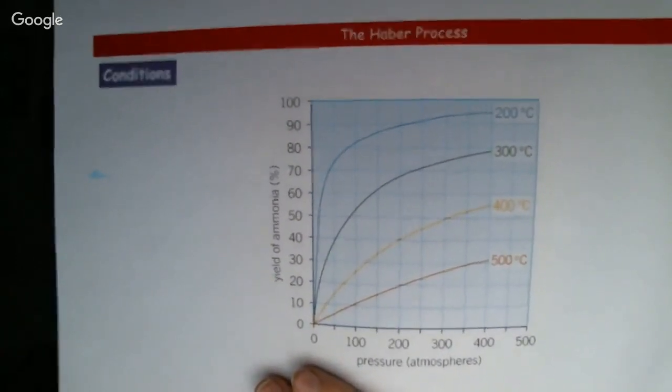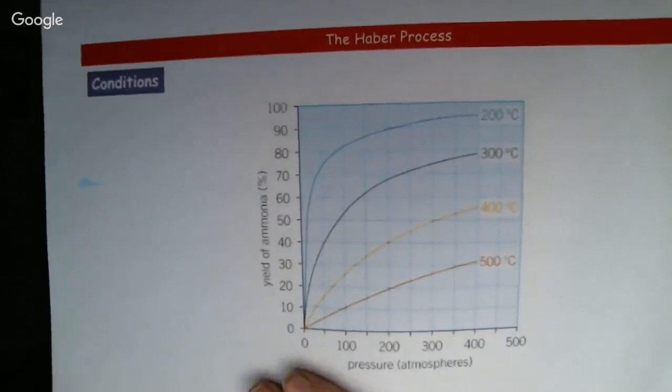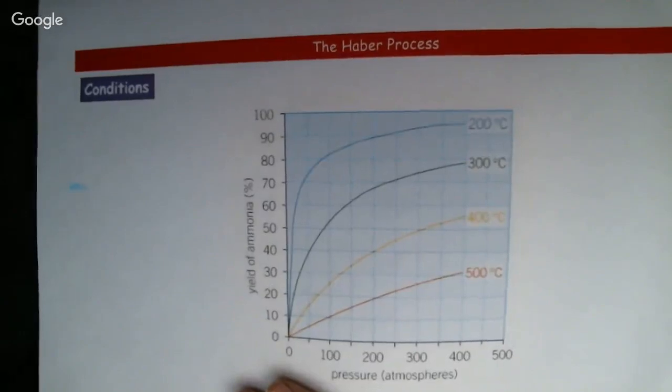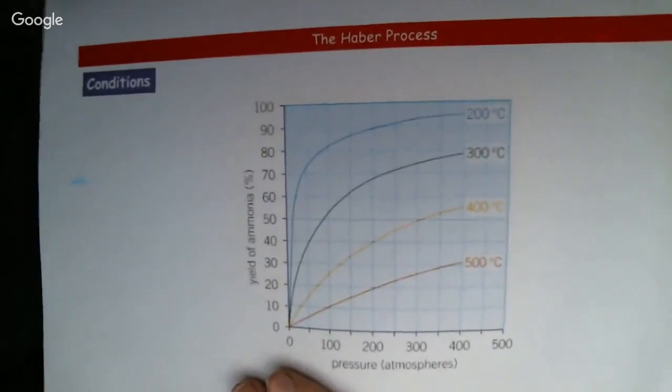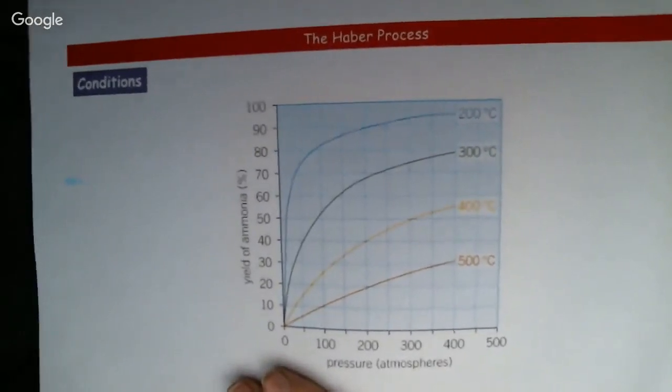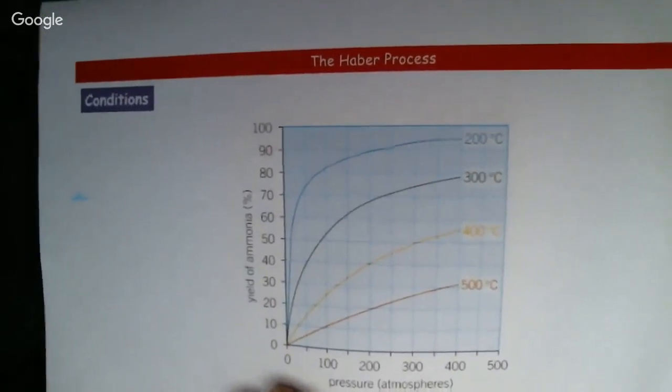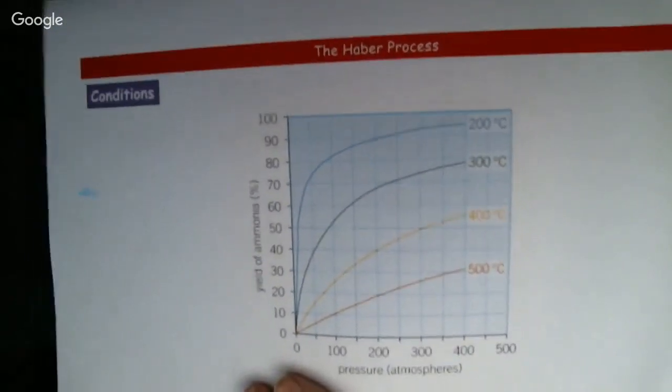We've got 4 lines on there for the 4 different temperatures. We've got our yield on our y-axis and pressure on the x-axis. So you can read those off, identify which is the best temperature, which is the best pressure, and we can apply our knowledge that we've just gone through to explain why. If you hate graphs, just learn the reasons.